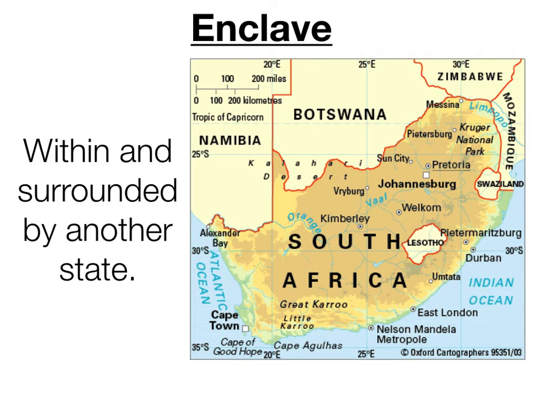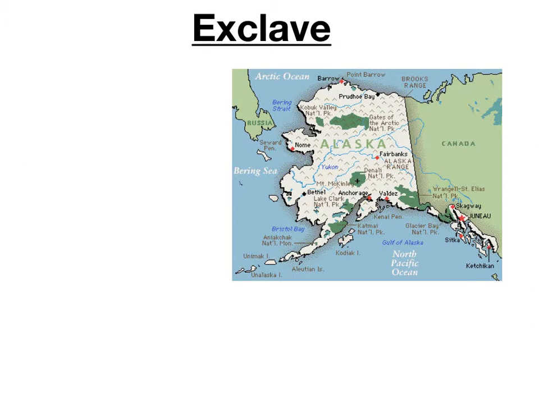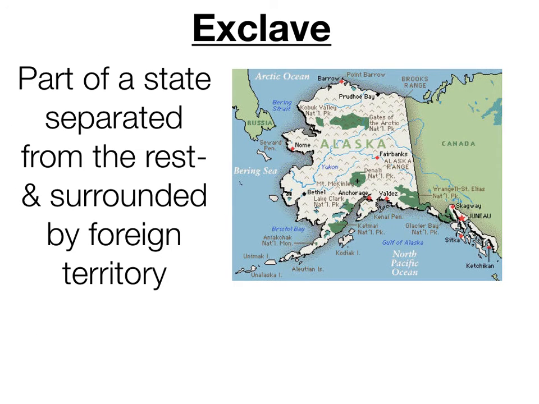An enclave state is a state that is located within and surrounded by another state in its entirety. An example of that again is in South Africa, the state of Lesotho and the state of Swaziland. Because they are surrounded on all sides by another state, those are what we call enclaves. Another example is not the shape of a state, but it's an important term here, and this is an exclave. An exclave is the part of a state that's separated from the rest and surrounded by foreign territory. The example that we're seeing here is Alaska. Alaska is an exclave of the United States because it's not physically contiguous with the rest of the United States. It is separated from the rest of the United States, and it's surrounded by the foreign country of Canada.